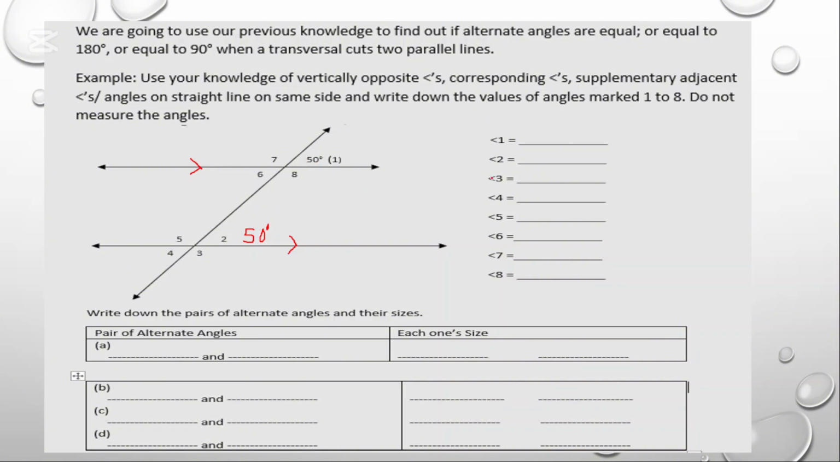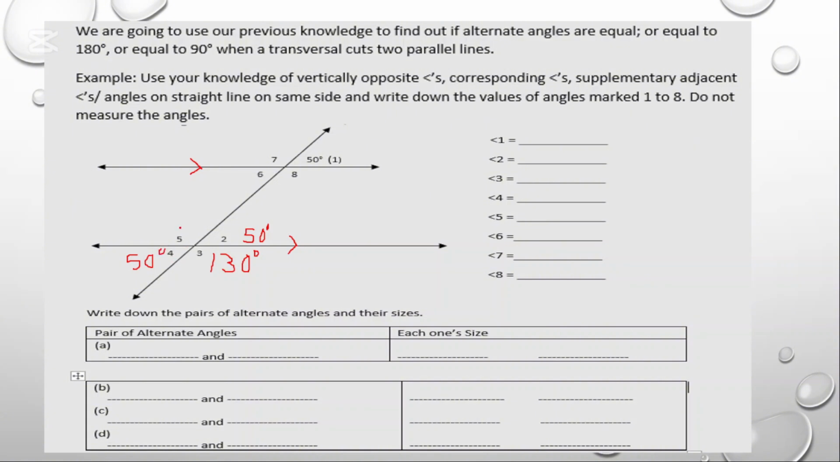What is the size of 3? Now we know that 2 plus 3 is equal to 180 because we have a common vertex and they are next to each other. So if angle 2 is equal to 50, angle 3 must be equal to 180 minus 50, and that will give us 130 degrees. What is the size of angle 4? Vertically opposite angle 2. So it must be 50 degrees too.